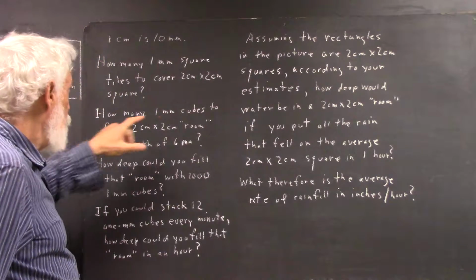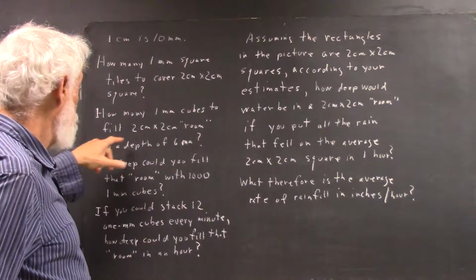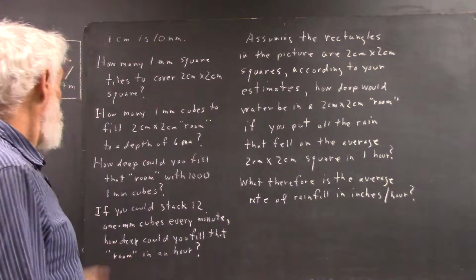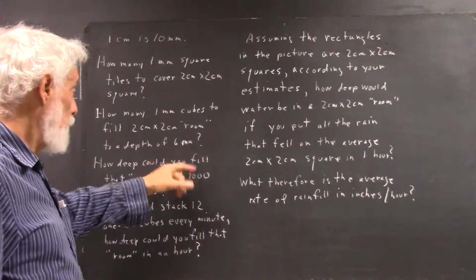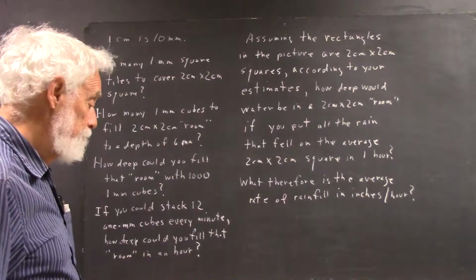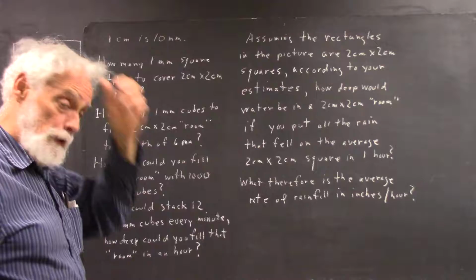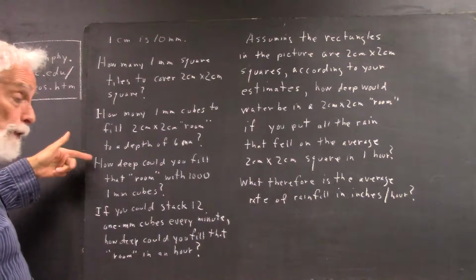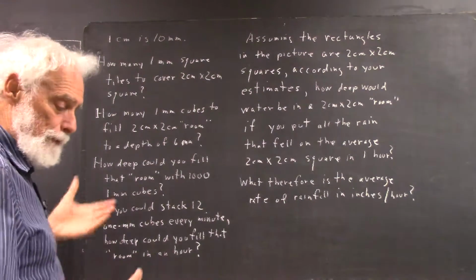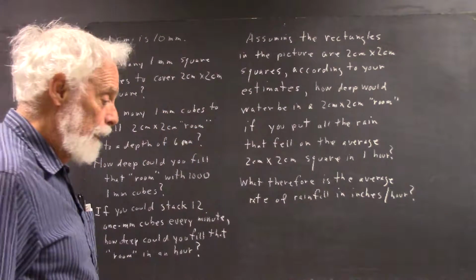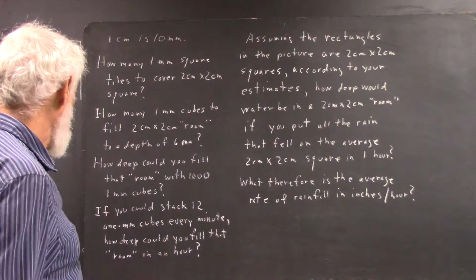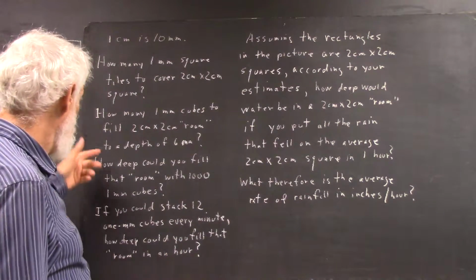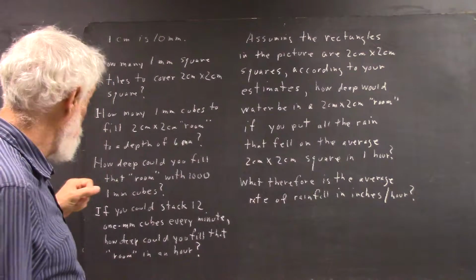hopefully, how many 1 millimeter cubes it would take to fill a 2 centimeter by 2 centimeter, quote, room to a depth of 6 millimeters. Now I say a room because I want you to think back in terms of what we did in the classroom in order to answer this. Okay, because we figured out how many tiles, we figured out how many blocks and stuff like that. So you're going to have to kind of go back to your image of that. I don't want to give you too much information because I want you to think it through.